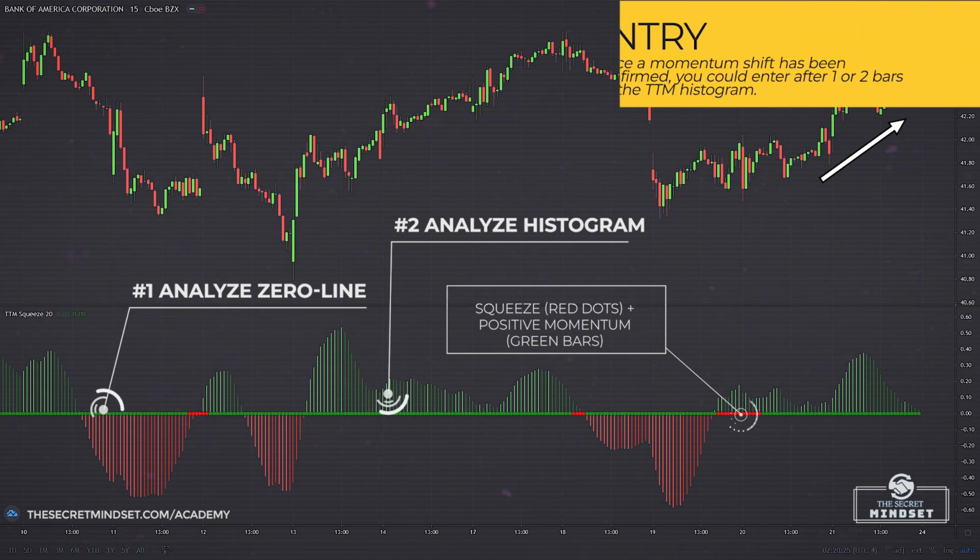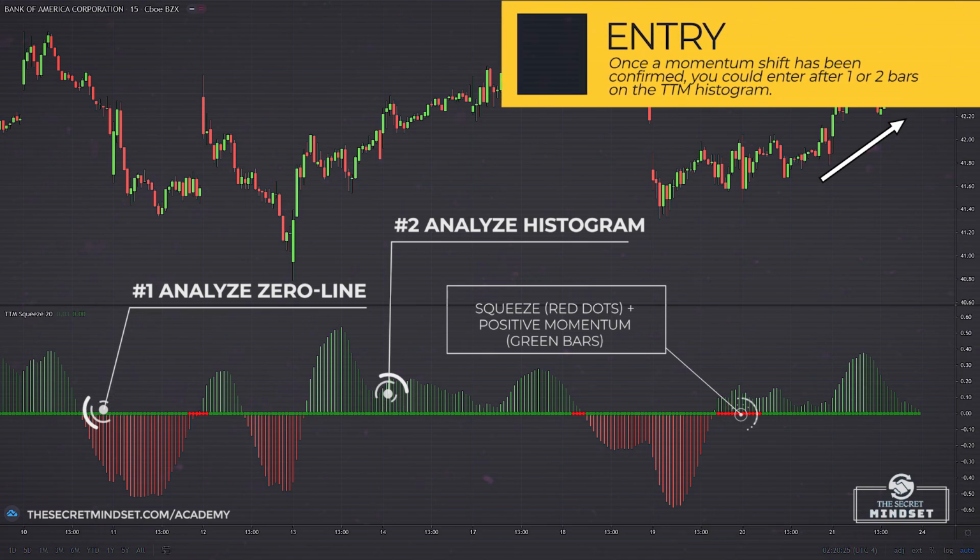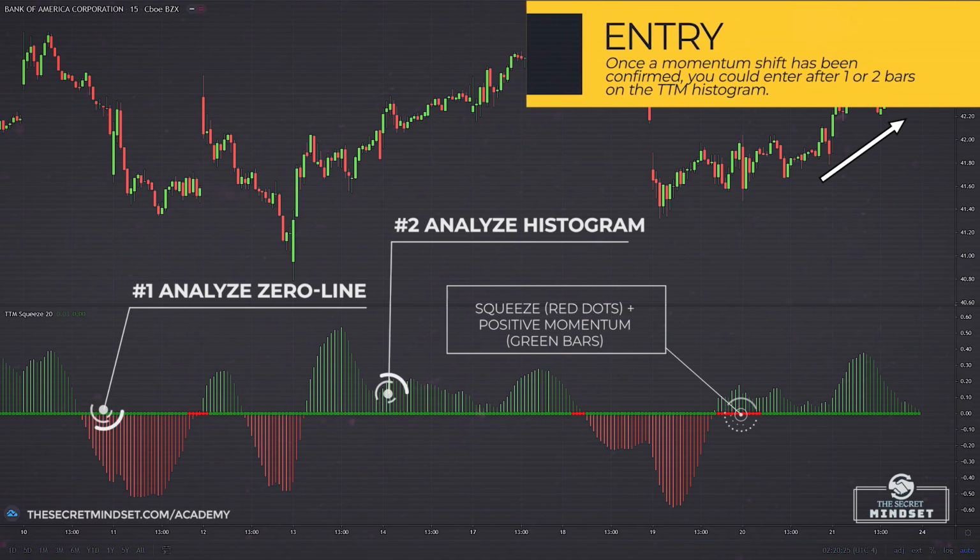There are many options about when to enter the trade at this point, once a momentum shift has been confirmed. Some traders do so on the first bar, others after 1 or 2 bars have been confirmed. This is something that you will have to determine on your own.